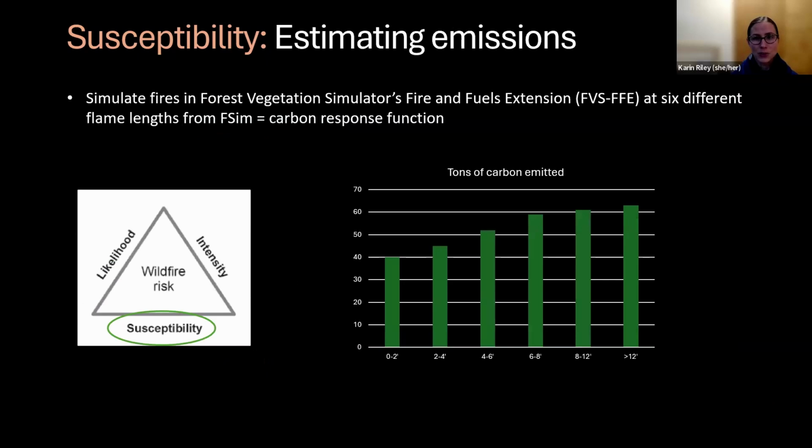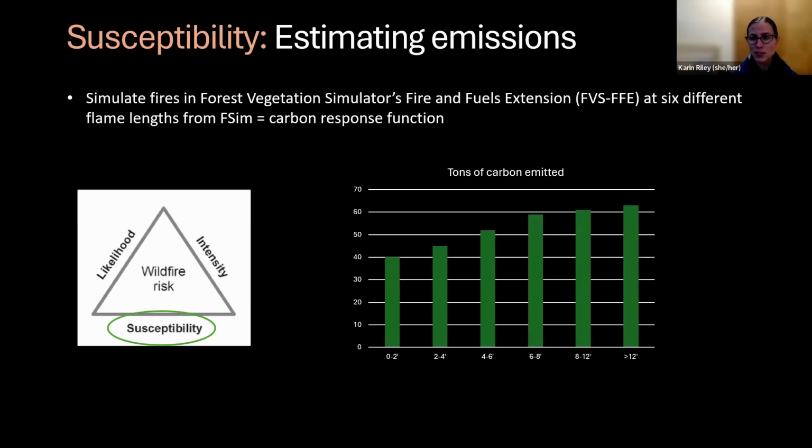And then with the TreeMap and FuelMap combinations, we simulate fires on those plots that you just saw in the TreeMap dataset at each of those 6 flame lengths that come out of FSim. We do that in the Forest Vegetation Simulator's Fire and Fuels extension. And that gives us what we refer to as a response function. So by response function, we just mean how much carbon is being emitted or retained on site across those different flame lengths.